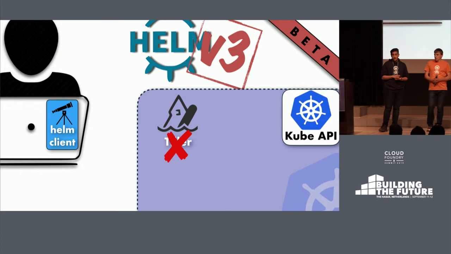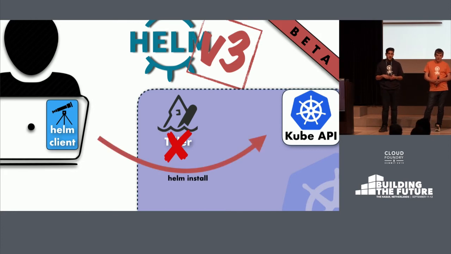FYI, there is a Helm version 3 on the way, which is supposed to be a huge improvement over version 2. The biggest difference is that it actually doesn't have a tiller component. The Helm CLI directly communicates with the kube API, but this is still in beta, and it's not very stable, so use at your own risk.